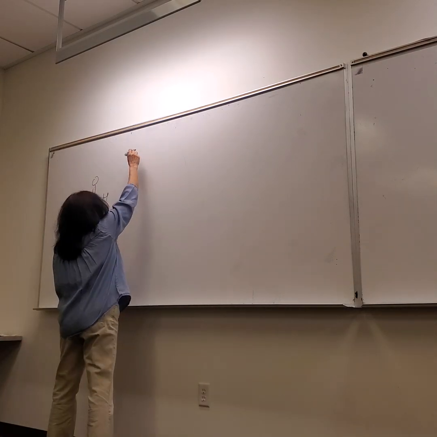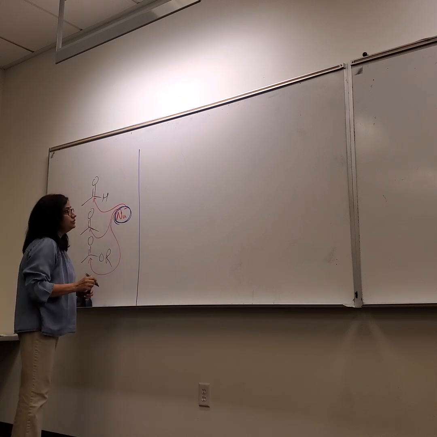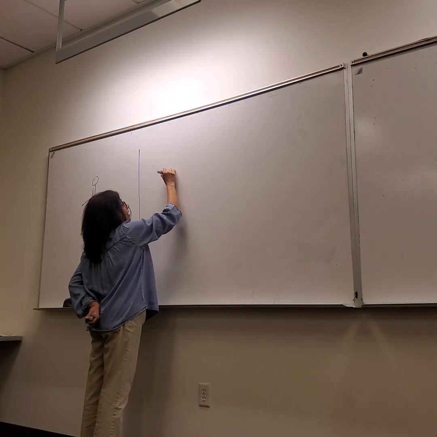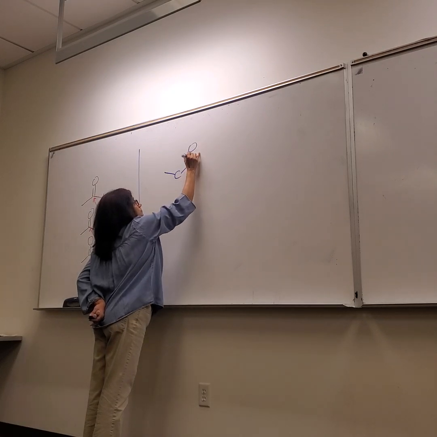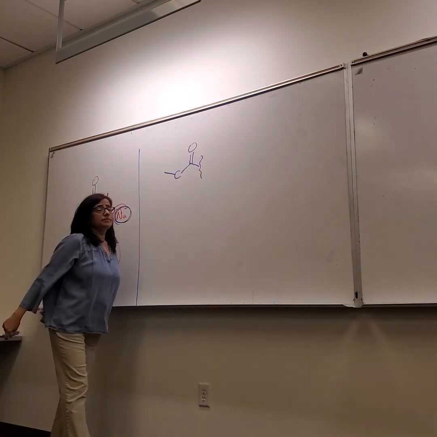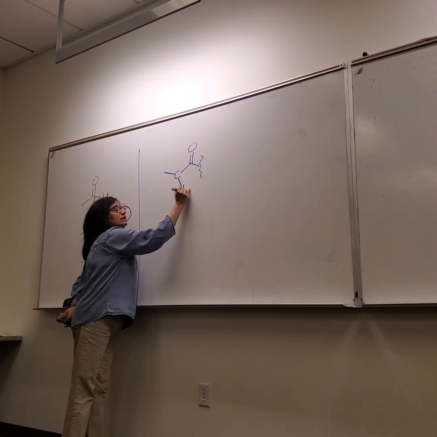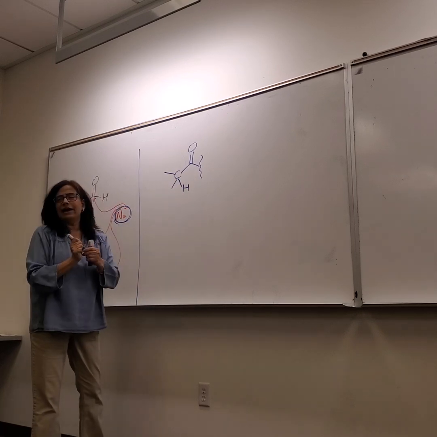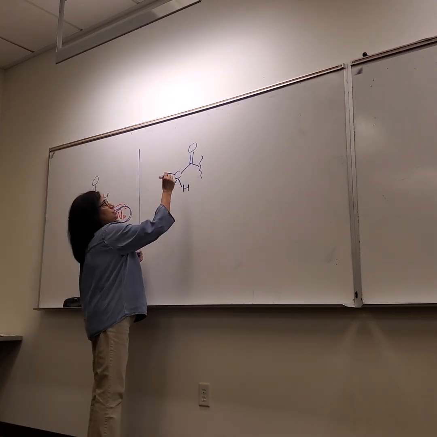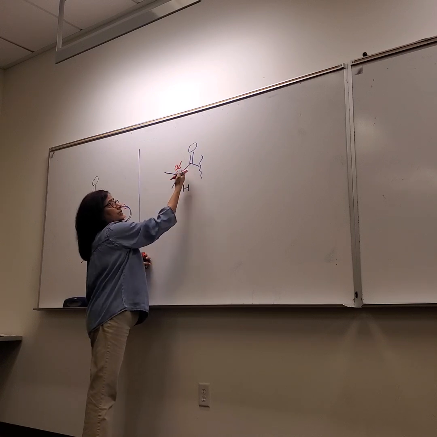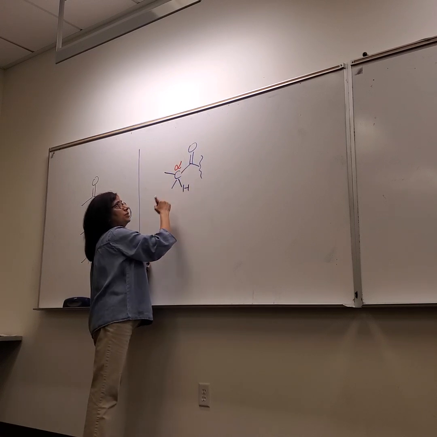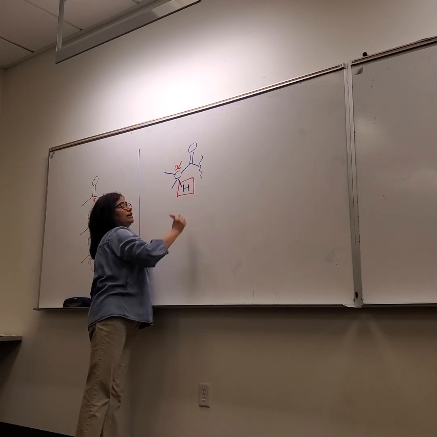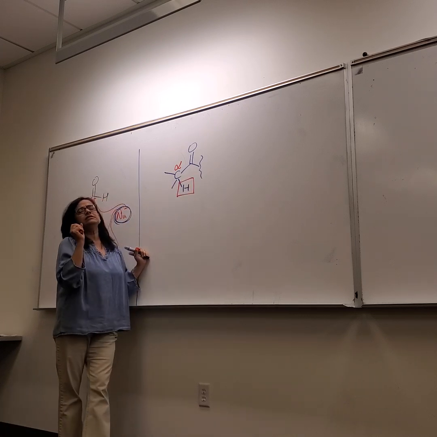So we are now looking at aldehydes and ketones that have at least one or more hydrogens on the alpha carbon. So this is the alpha carbon, right next to the C double bond O. The hydrogen on the alpha carbon is decently acidic.